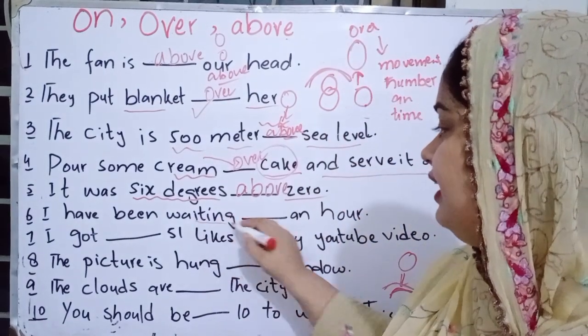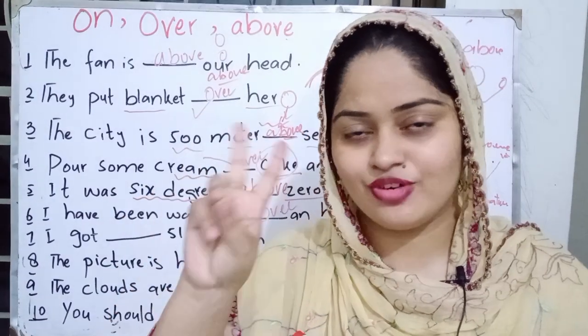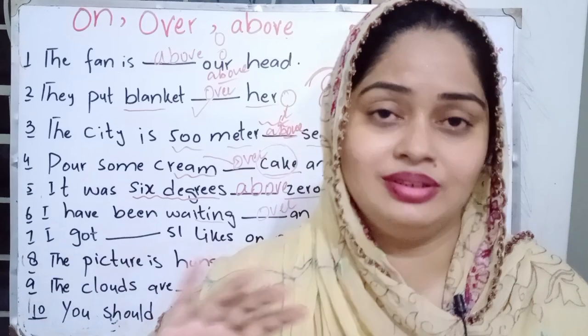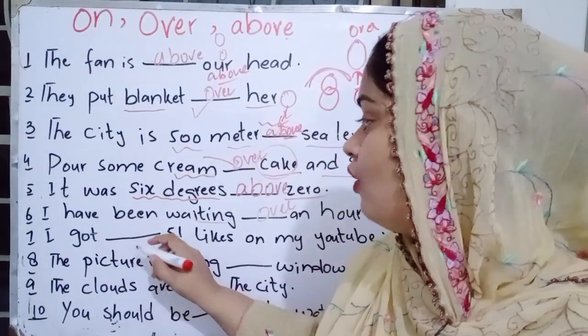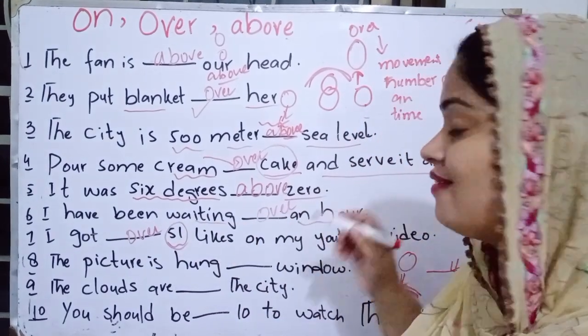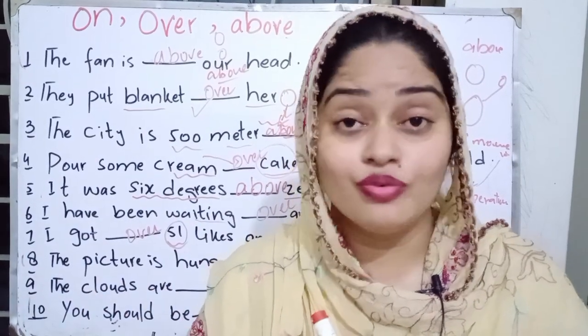I have been waiting over an hour. With time and number we use over. I got over number 51, number shows, hour, time shows. With time and number we use over. With temperature we use above.